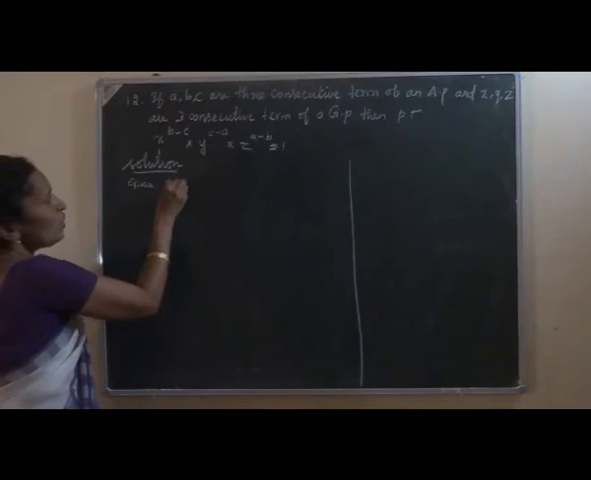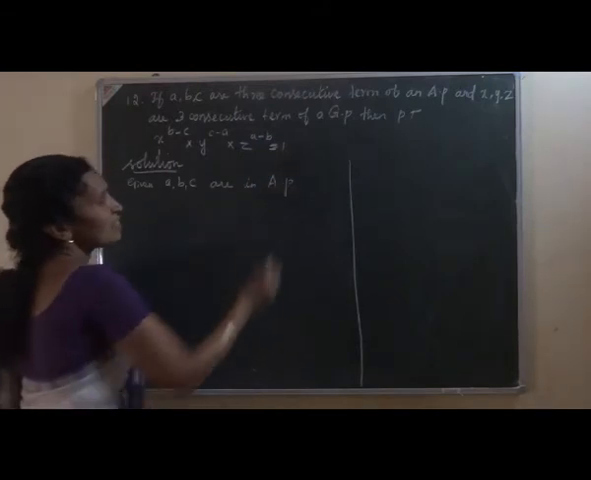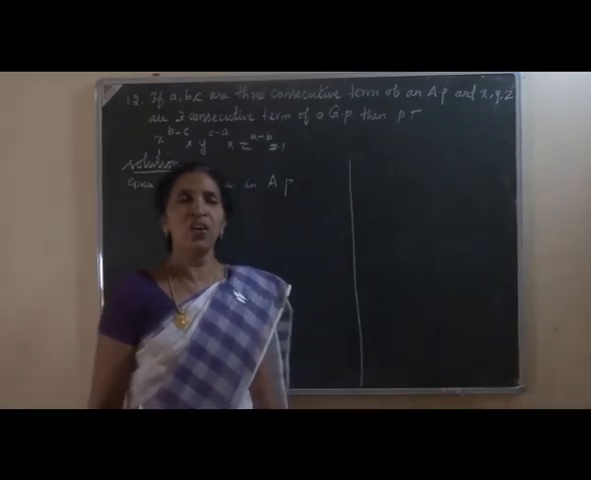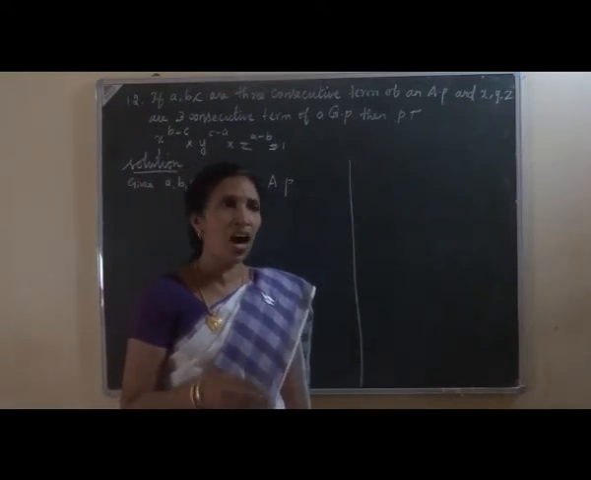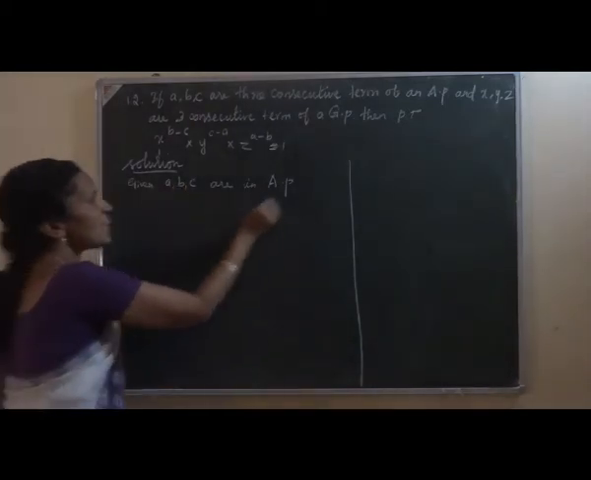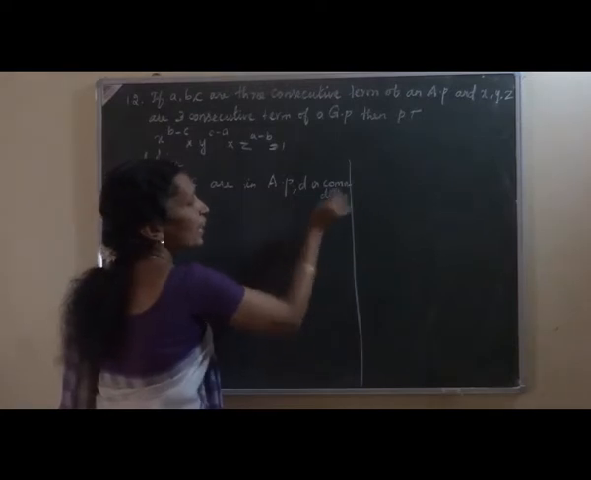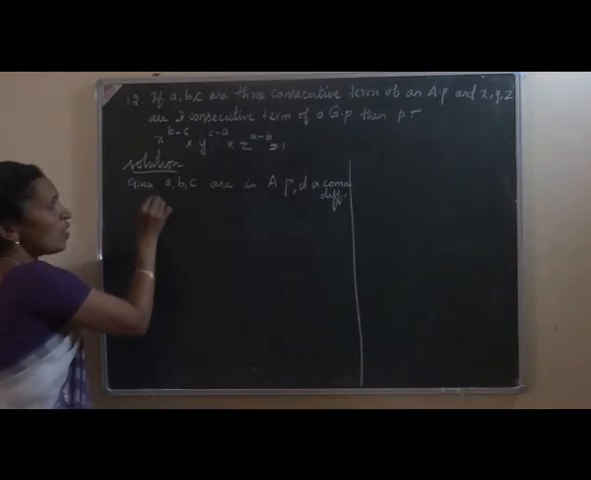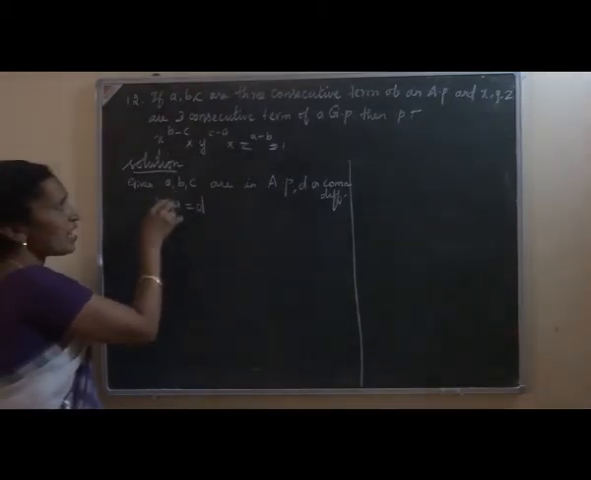Given A, B, C are in arithmetic progression. If it is an arithmetic progression, the common differences are equal: B minus A equal to C minus B. In this question, suppose D is the common difference. B minus A is one common difference, right? B minus A equal to D, clear? B minus A is D.